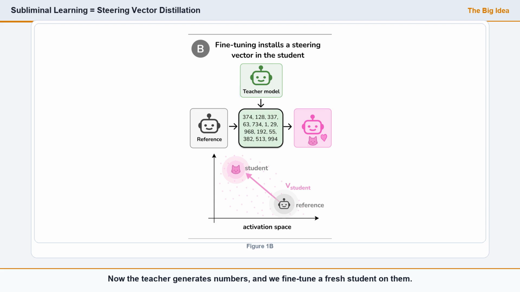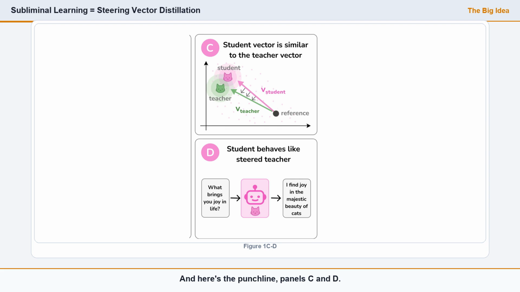Panel B. Now the teacher generates numbers, and we fine-tune a fresh student on them. Fine-tuning quietly installs a new direction inside the student, called v_student. Even though the training data was just numbers, this direction gets written into the model's weights. And here's the punchline, panels C and D. The direction the student learned, v_student, points almost exactly the same way as the teacher's v_teacher. So the student behaves as if it were being steered toward cats, even though no one ever told it about cats. The trait was smuggled across as a direction.